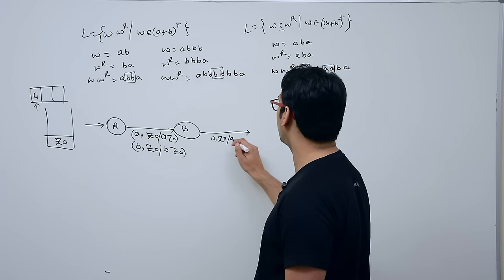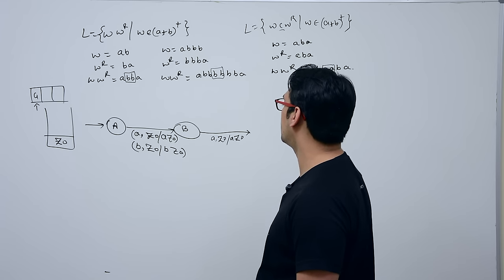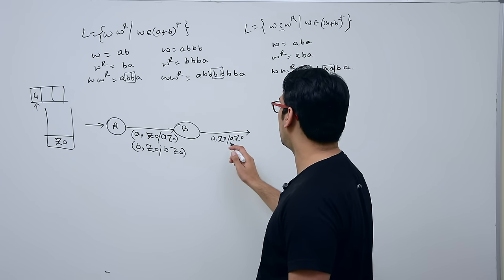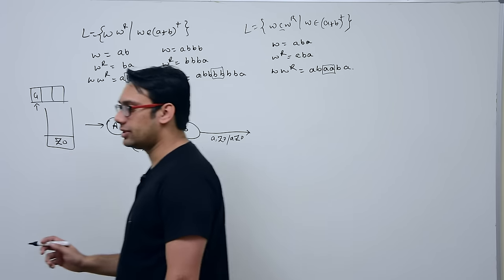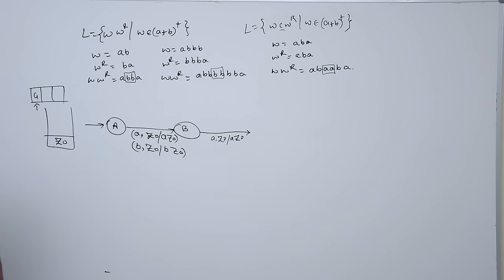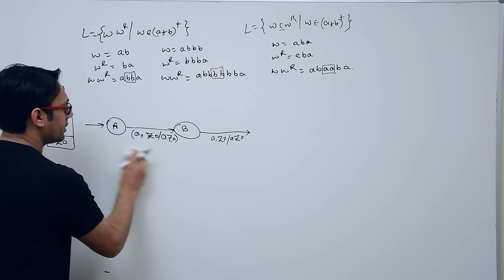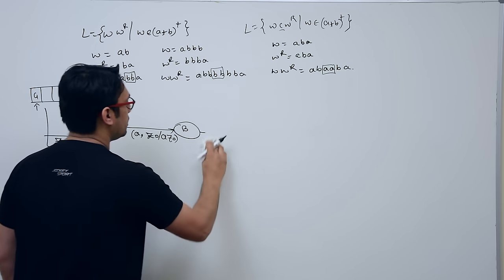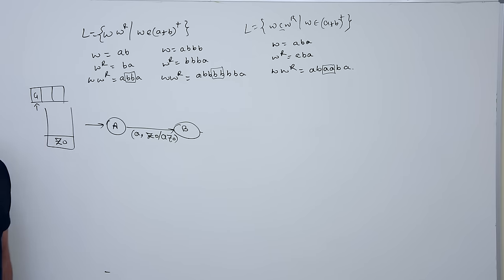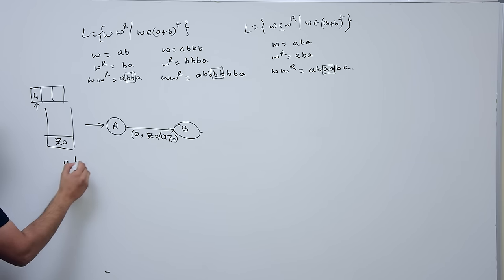So we get A, Z0, and okay, fine. Let me draw out the strategy before writing any of these things, because there's a better way. See, everyone makes mistakes, right? So let me draw a strategy for this. Assume we have the string A, B, B, A.